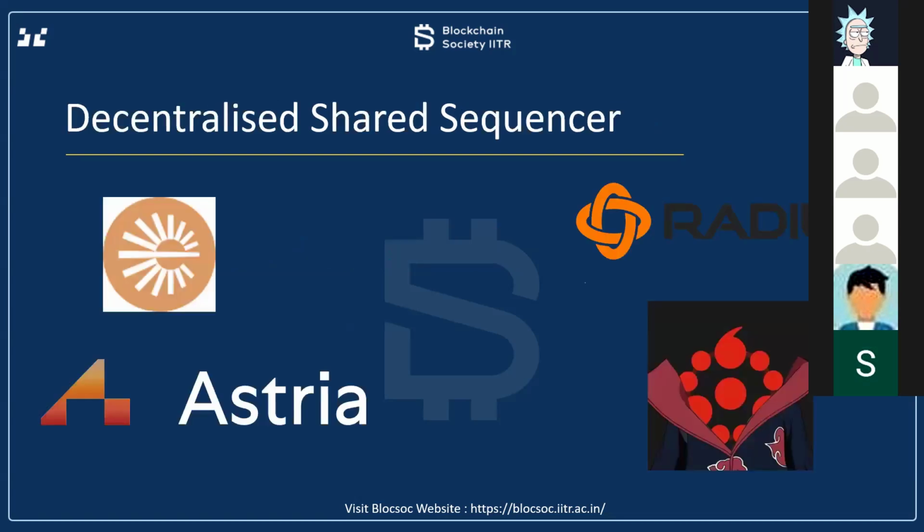So what is the solution for this? We have decentralized shared sequencers, in production, I guess. Espresso has it, Astria has it, Radius and Madara Darknet have some decentralized shared sequencers which they have currently.